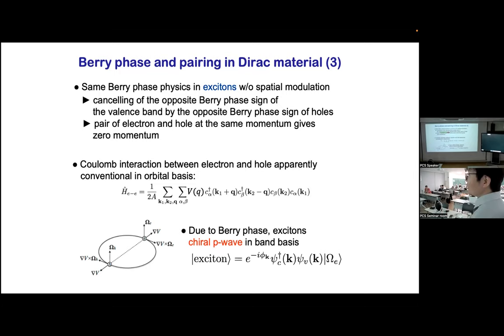And basically, if you're just thinking about excitons without any kind of input from photons, the source for binding these excitons needs to be the Coulomb interaction. But the Coulomb interaction does not give us any kind of phase factor at all, as we all know. And because of that, if we write down these kinds of excitons in the band basis, we do end up with this kind of chiral P-wave phase factor coming up here. So the bottom line here is that if we are forming excitons entirely out of Coulomb interaction, we would actually end up having chiral P-wave excitons in materials like molybdenum disulfide.